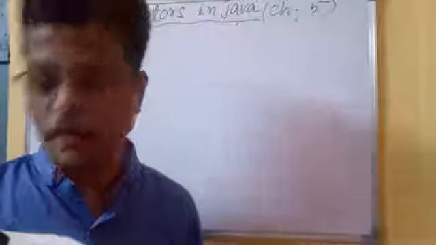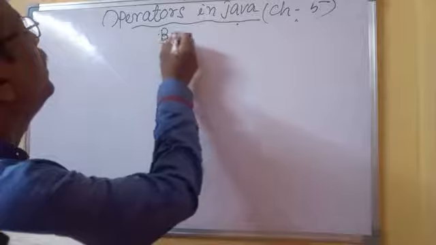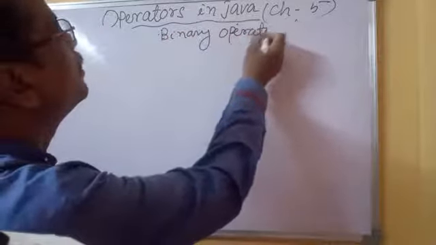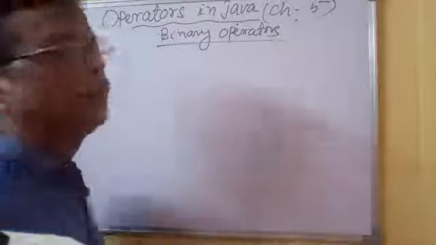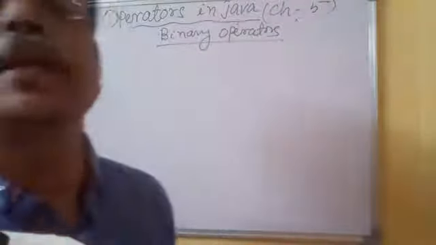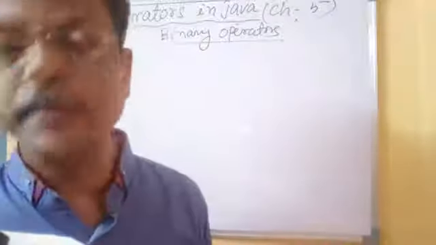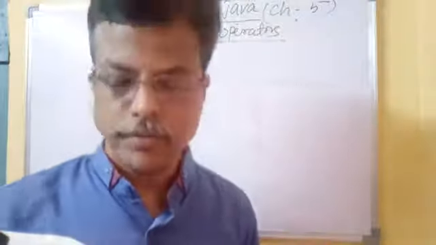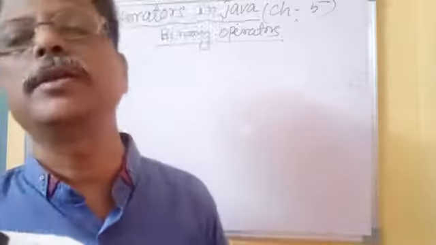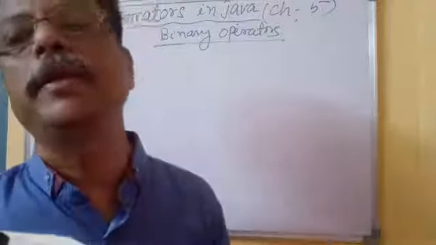Now we'll see about the binary operators. Binary operators. There are 5 mathematical binary operators in Java. Some more are there also, but these binary operators are used to perform various mathematical calculations, and we need the help of these mathematical binary operators.